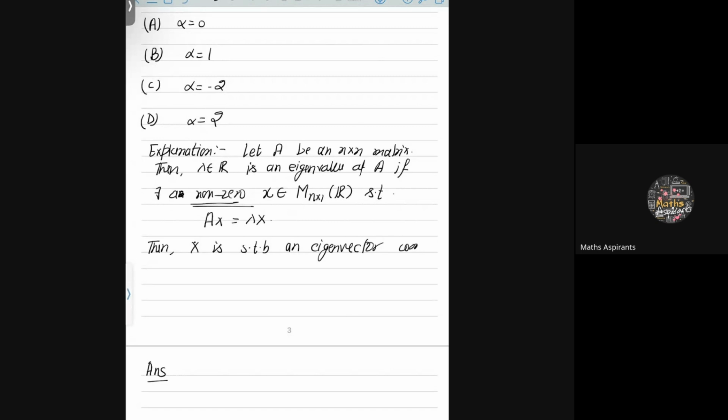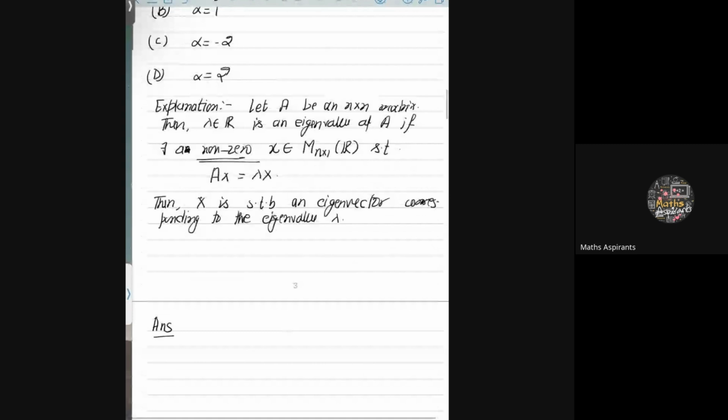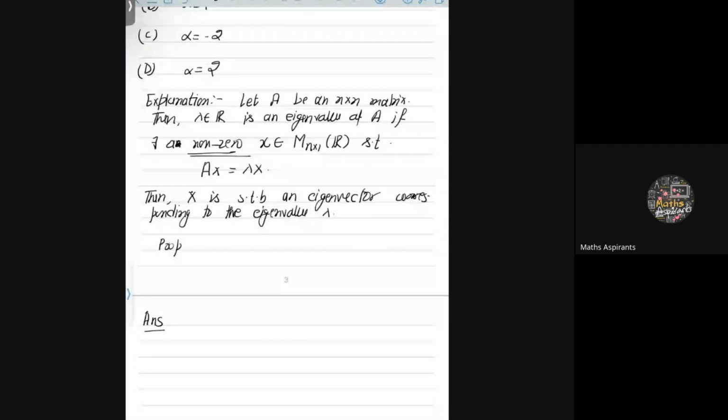corresponding to the eigenvalue lambda. Fine. So this is the definition. Now this eigenvalue has certain properties which I will mention. You do not need to know the proof of these properties, but you can just cram for the timing and learn the proof later in M.Sc. maybe. Okay. So properties: how are these eigenvalues calculated?